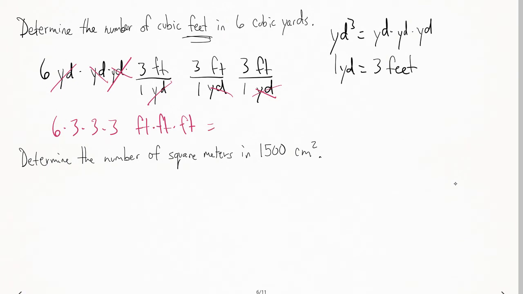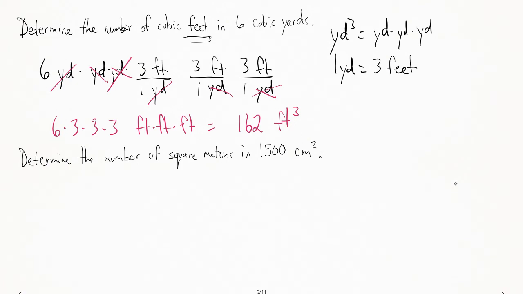Right? And so that makes, just to make your life a little easier, 6 times 27. And 6 times 27, that's what? 120 plus 42, 162. So 162 cubic feet. That's all there is to it.